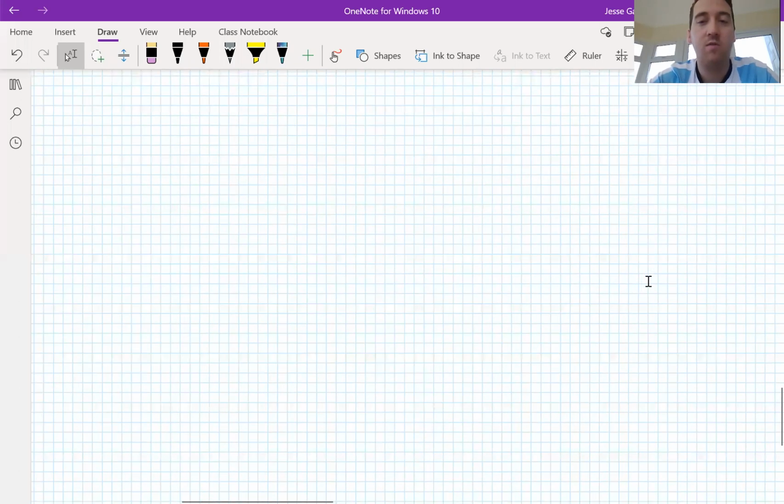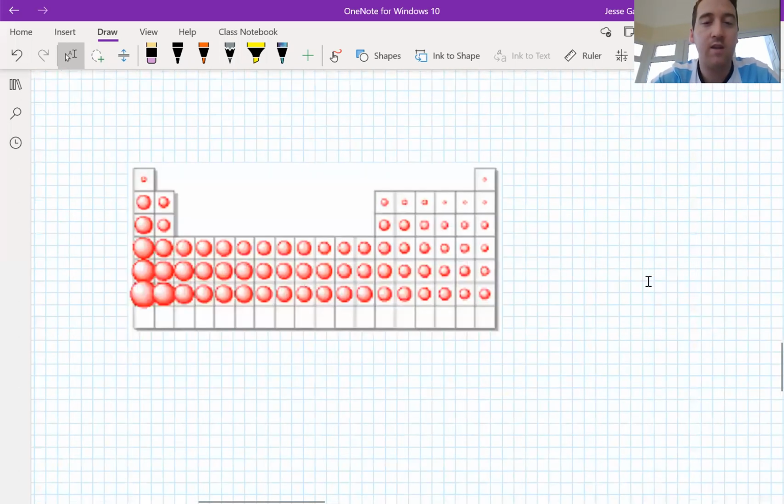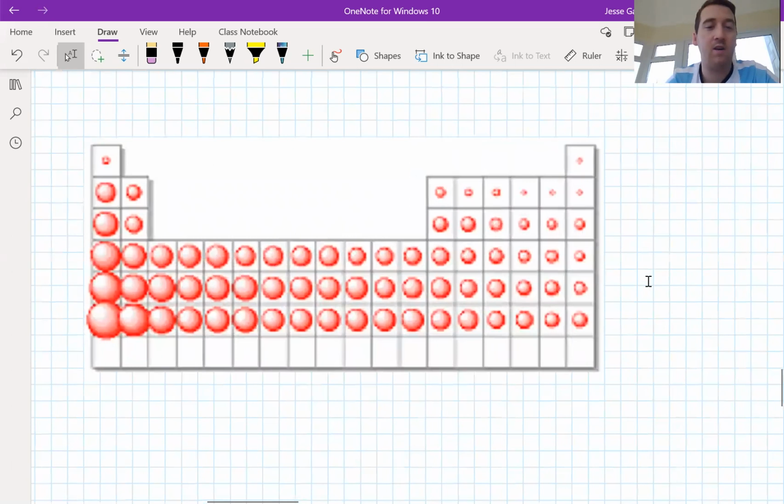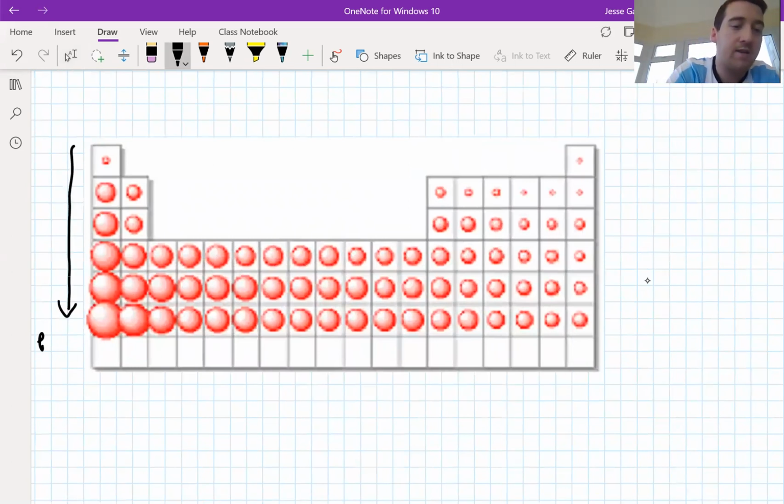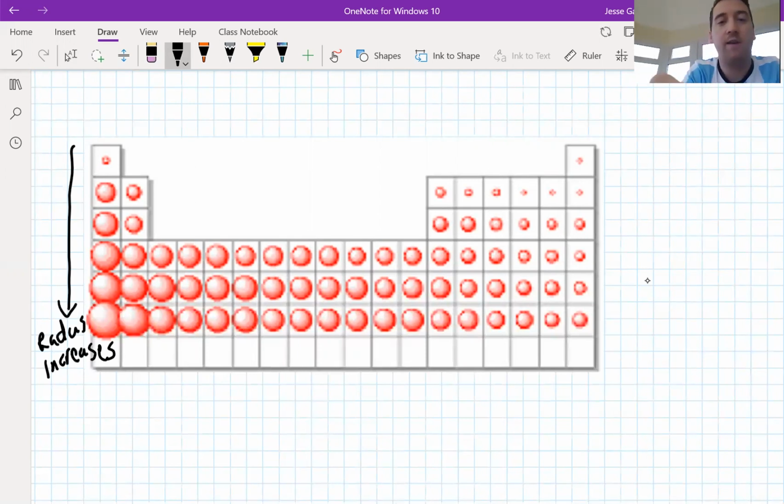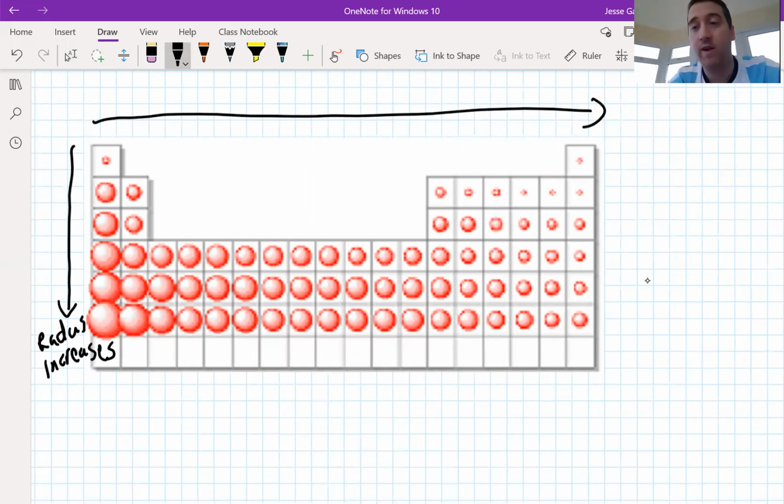So just in summary, I have a nice diagram here, which will help you to figure that out. See, as we go down a group, the radius increases. So you need to know what happens. It increases, and you need to be able to explain why. As you move from left to right, the radius decreases, as you can see, starting big, then smaller, smaller, smaller, and so on.